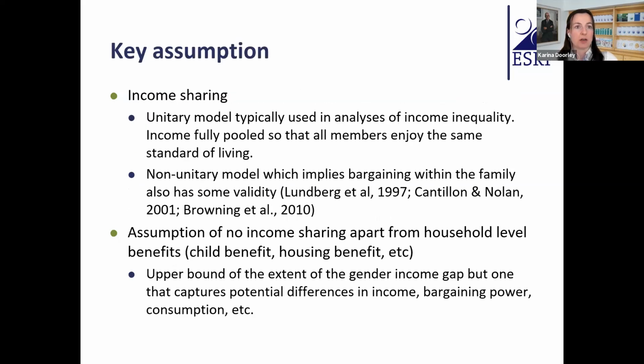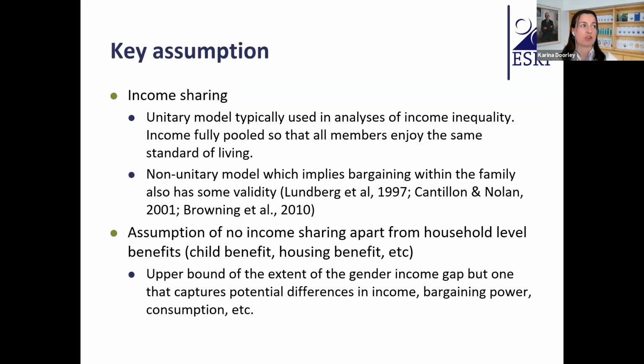So a key assumption here when we're engaging in any sort of gender analysis using income is how income is shared between members of a couple. So the unitary model, which is typically used in analyses of income inequality and is really behind any sort of Gini index or at risk of poverty rate that you're looking at or interpreting, assumes that income is fully pooled. So every member of a household enjoys the same standard of living. Now, the non-unitary model, which implies that there's some sort of bargaining going on within the family, depending on who is receiving what income, also has some validity.